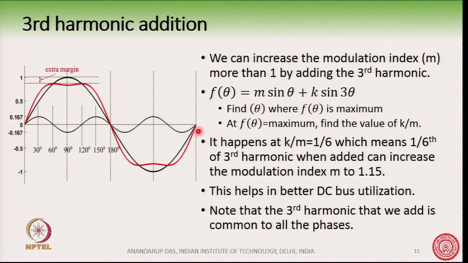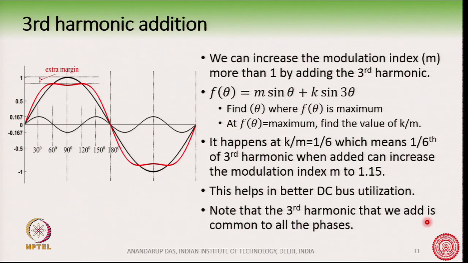So, we can write the equation of this waveform, f theta equal to m sin theta plus k sin 3 theta, where m is the amplitude of the fundamental and k is the amplitude of the third harmonic. So, what we are trying to do is find the value of theta where f theta is maximum, and at f theta equal to maximum find the value of k by m.